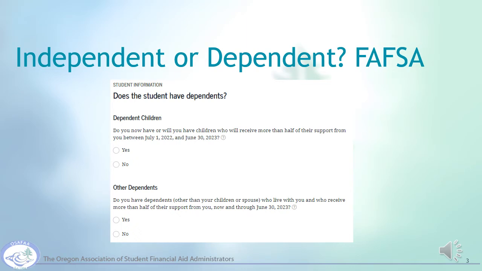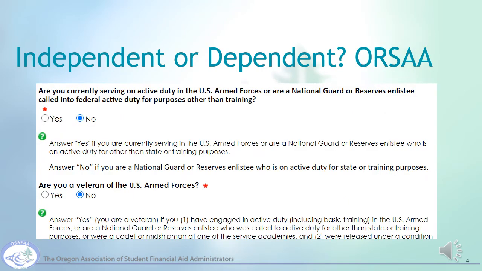This is a FAFSA screenshot. On the FAFSA, if you see the word you or yours, this is referring to the student and not the parent, unless otherwise noted. The ORSAA will prompt the student to answer a few questions at a time.